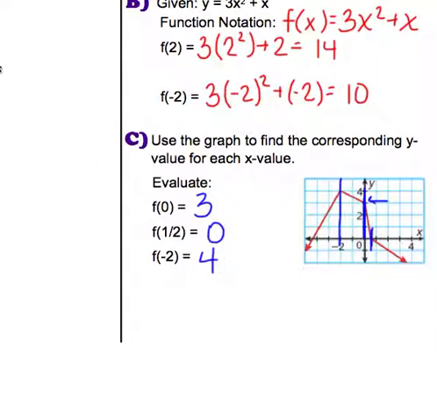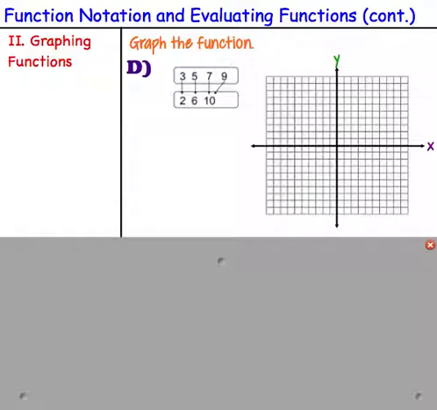Then we move on to another type of problem that you're going to see, where you have to graph the function and you're given the domain and range. As you can see here, in this particular problem, this is my domain and this is my range. It's really just a matter of creating those ordered pairs and graphing them.